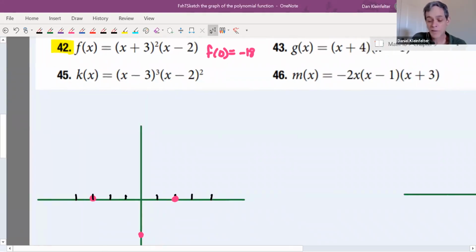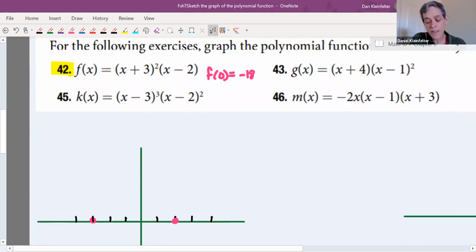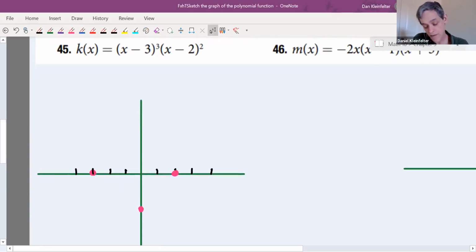Okay, end behavior. So for this one, it's going to again be degree 3. The x plus 3 squared part would give us an x squared term when we multiply it out. We'll multiply it by 1 more x, so it'll be x cubed. Leading coefficient is again positive, and so right end up, left end down.